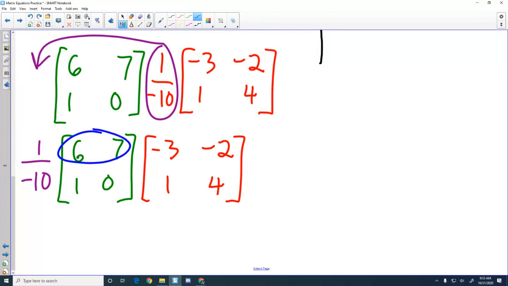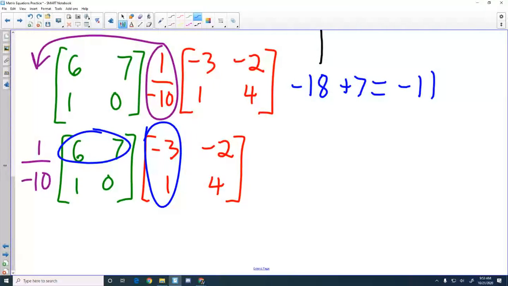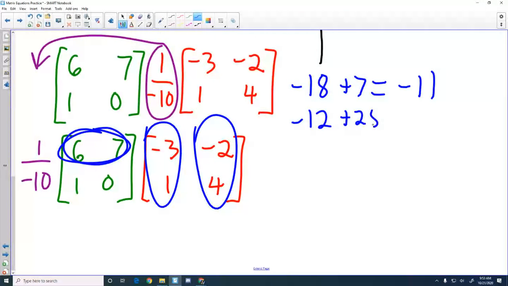So let's go ahead and multiply the rows times columns, just like we always do. 6 times negative 3, that's a negative 18. 7 times 1 is 7. Add those up, you get negative 11. Then we're going to multiply the first row times the second column. 6 times negative 2 is negative 12. 7 times 4 is 28. Add those up to get positive 16.